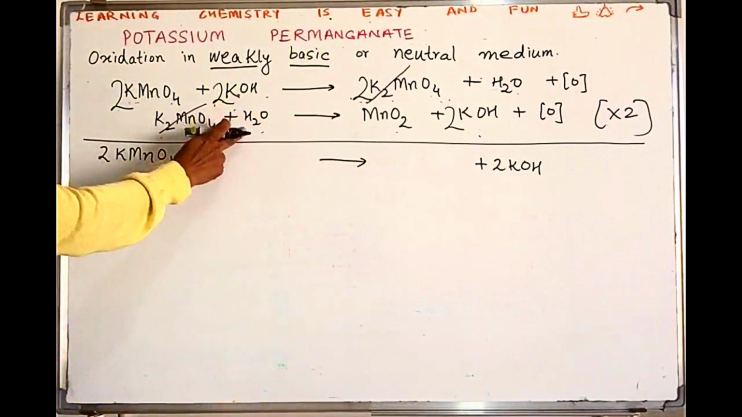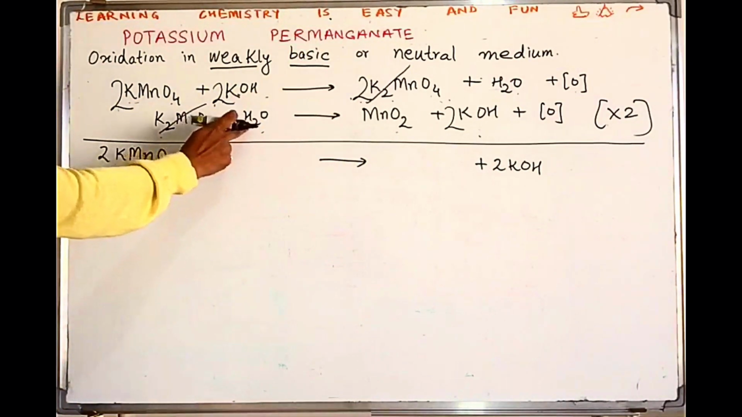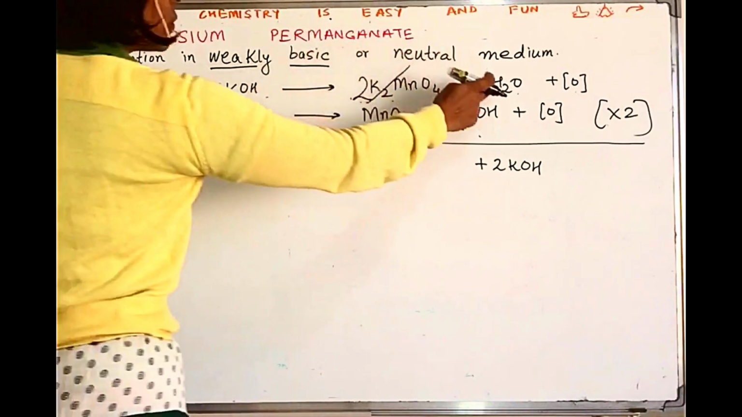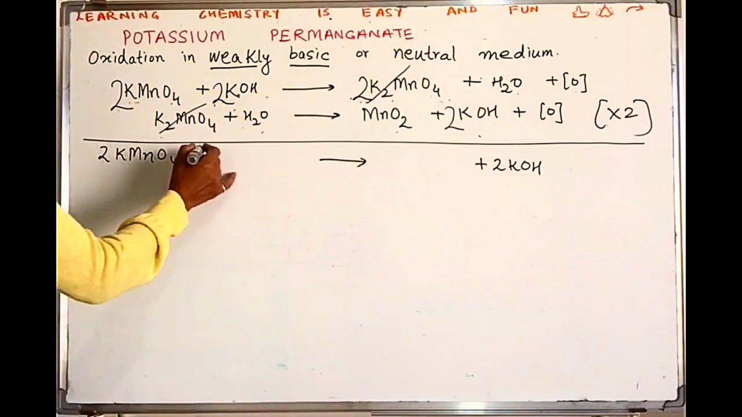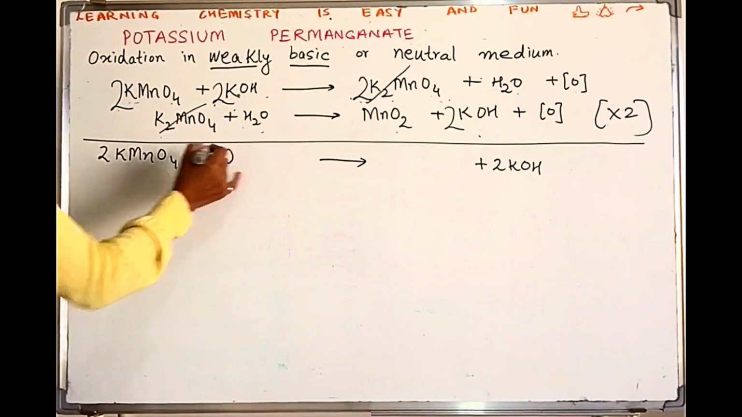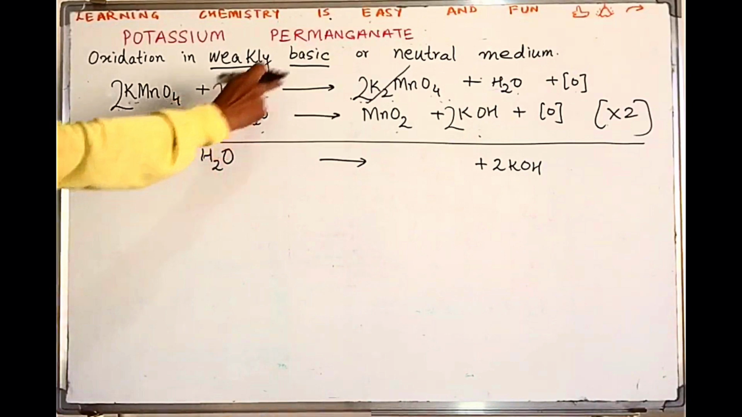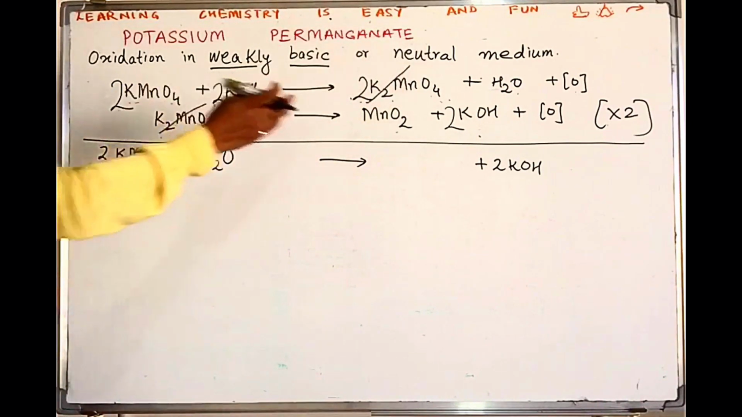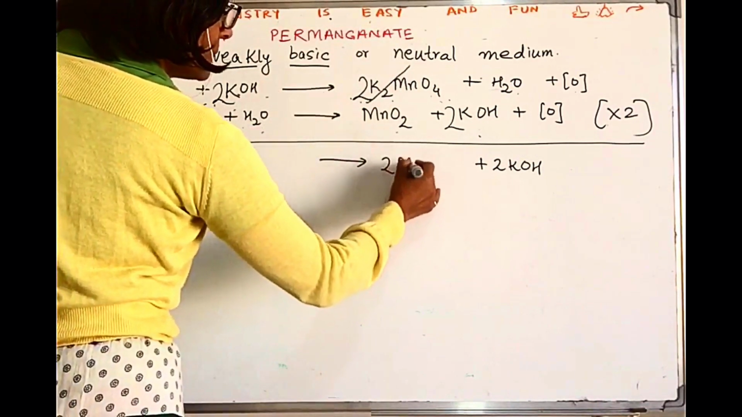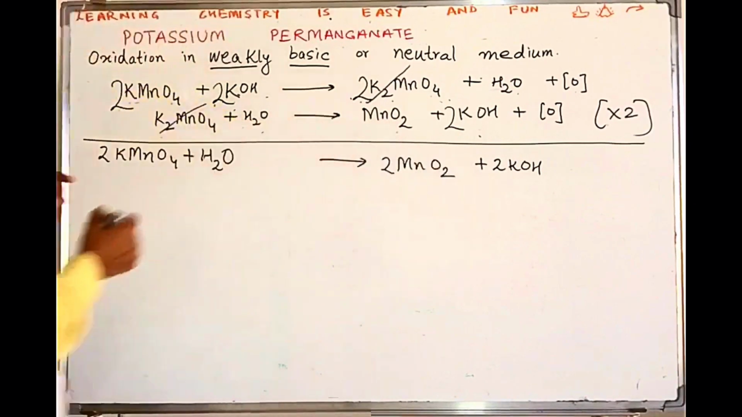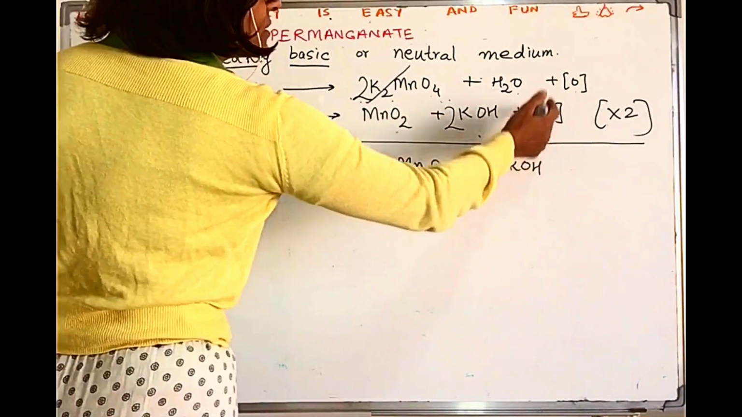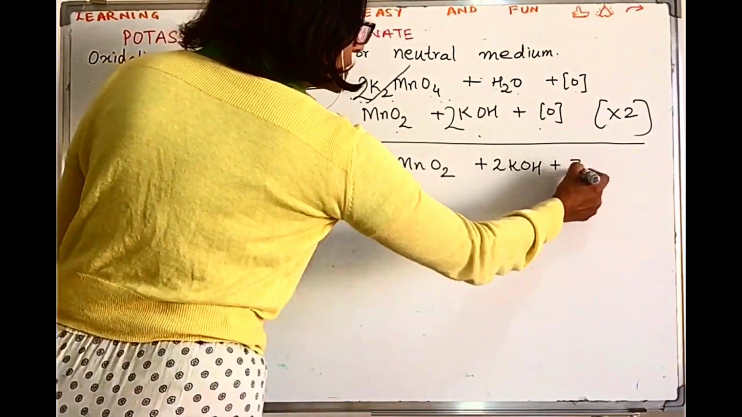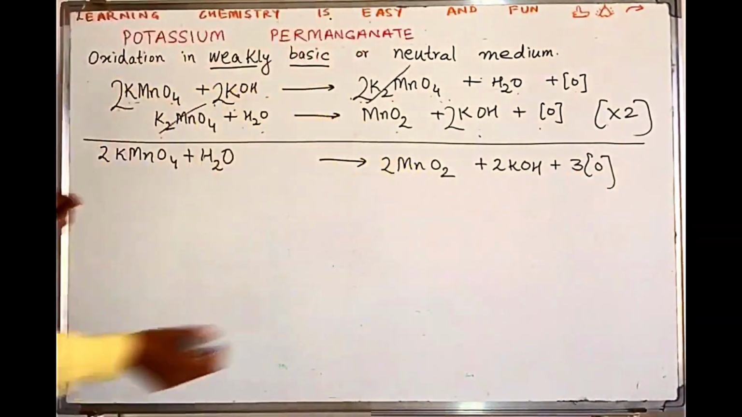Water. 1 water being generated over here, 2 water being used up and 1 water being generated. So overall, how many water molecules are being used up? 1, because 2 reactant, 1 product. MnO2, 2 MnO2. What about the nascent oxygen? Because in both the reactions, it is a product. So 2 nascent oxygen plus 1 nascent oxygen gives me 3 nascent oxygen.